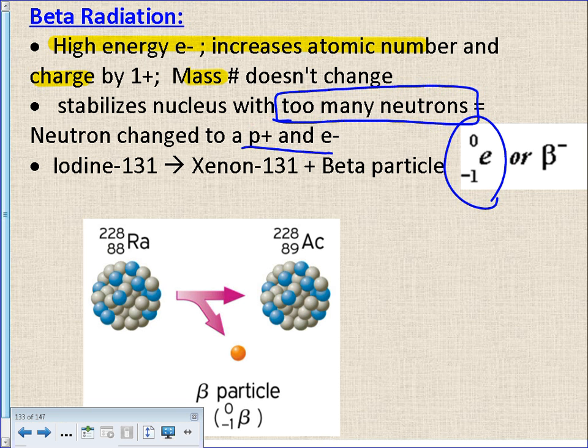That little piece of information is not that important. I just want you to know how to write the nuclear decay equations. So iodine 131 decays to xenon 131 and a beta particle.